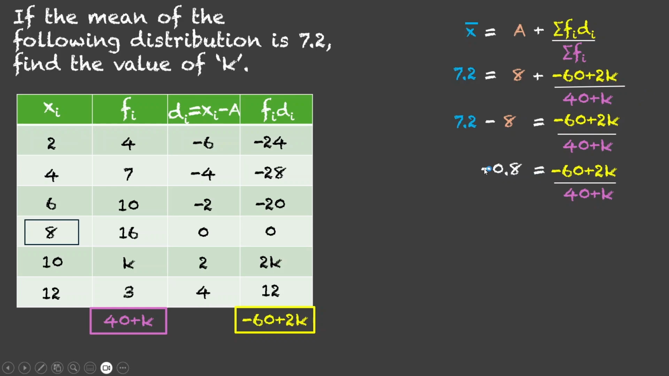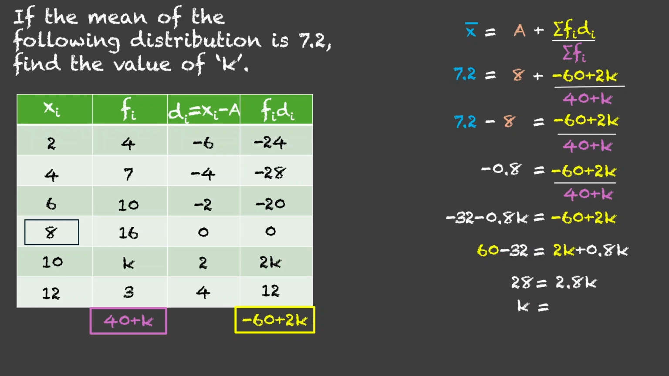So let's cross multiply now. Minus 0.8 into 40 will be 32. And minus 0.8 into k is minus 0.8k. Okay. Now we can bring 60 over here. So this is 60 minus 32, 2k plus 0.8k. 28 is equal to 2.8k. k is 28 divided by 2.8, that is 10. So our missing frequency is 10.